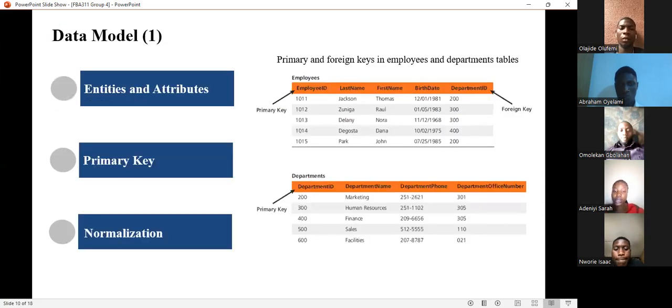So we move to our next slide that talks about the data model. We have two data models, and under the data model, we have the kinds of data model. We have the entity and the attribute, the primary key and the normalization. For the entity and attribute, a data model must have an entity, and those entities must consist of the attributes that describe the entity. Every table in a record must have a primary key. And the normalization is for entities.